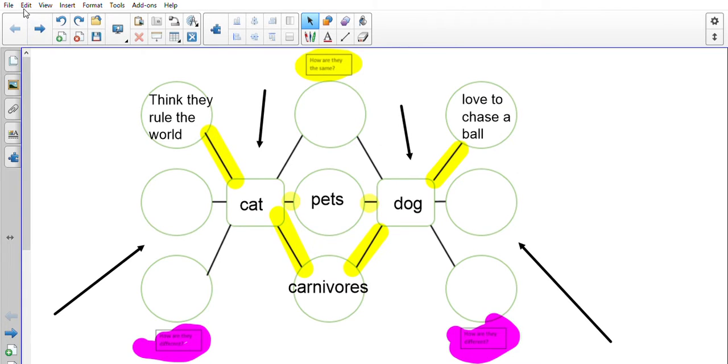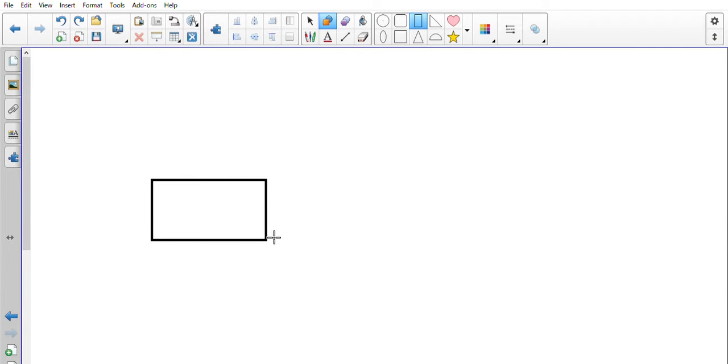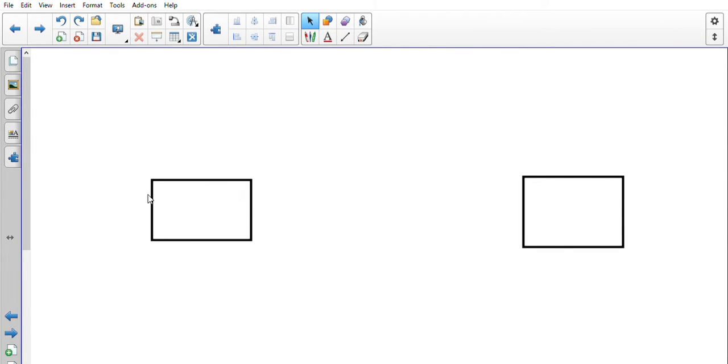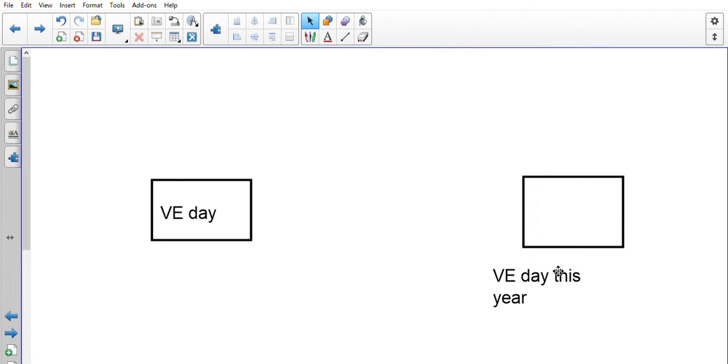So if I was going to do one for VE Day, if I was thinking about VE Day in the past and VE Day now, I'd set myself out in my journal page. I would give myself some space. I'd give myself a couple of little starting boxes with a good bit of space in between. And then I would have VE Day, and then I might have VE Day today, or this year, or modern day VE Day, something like that.